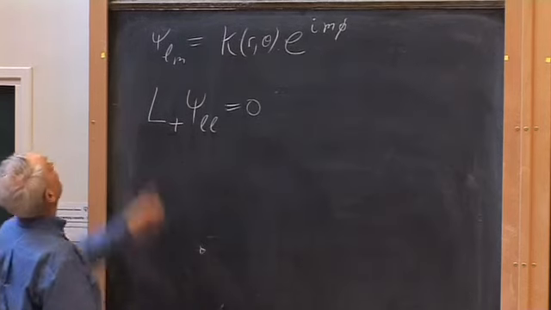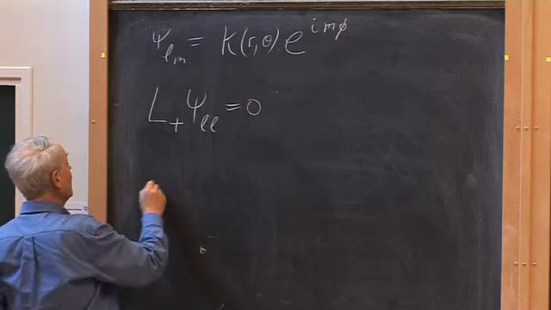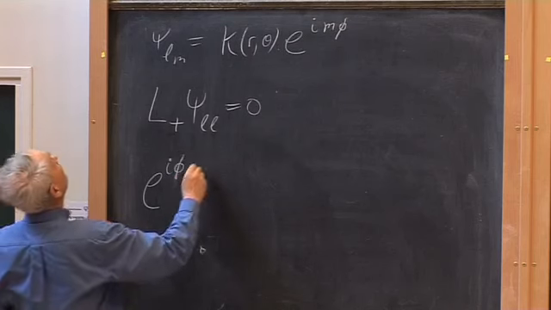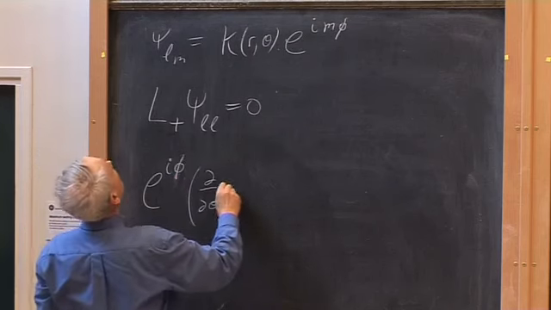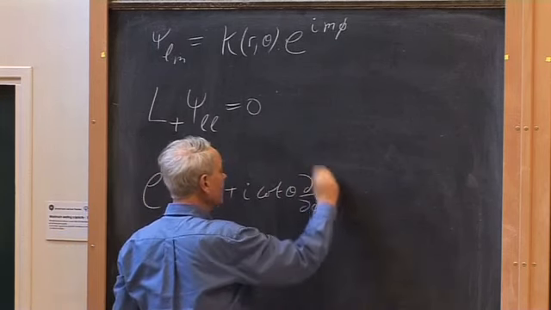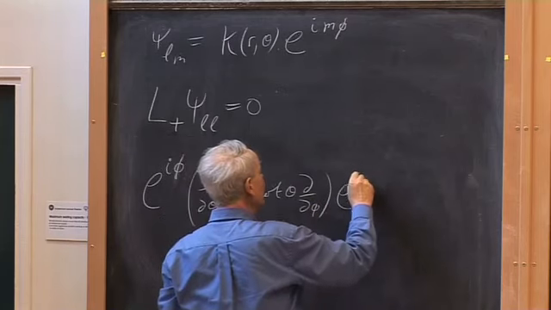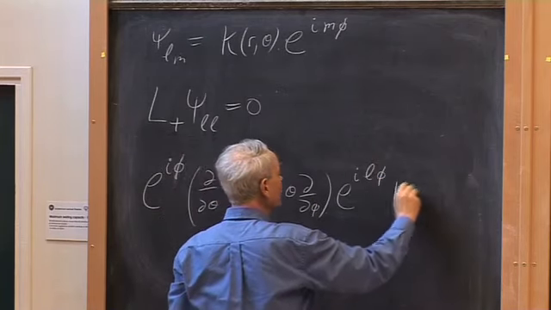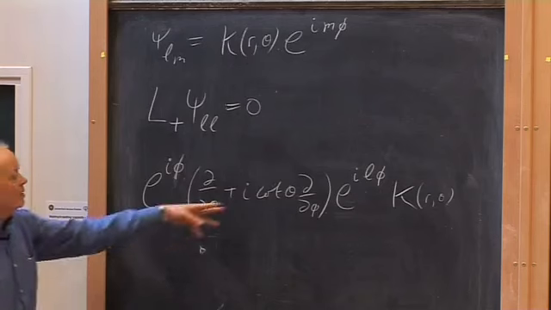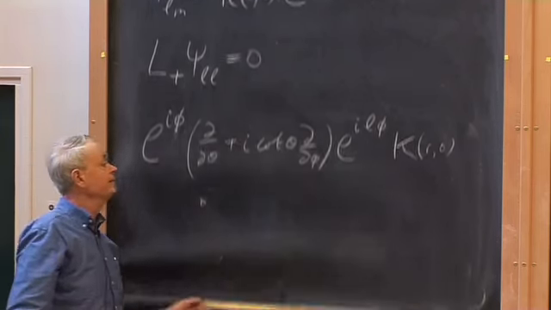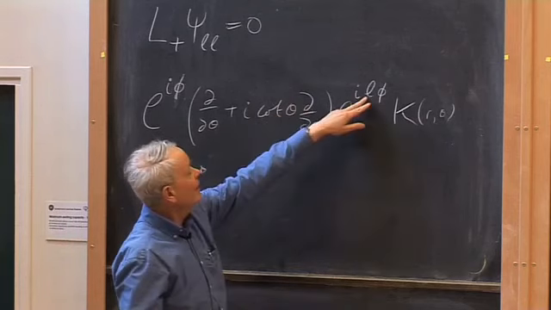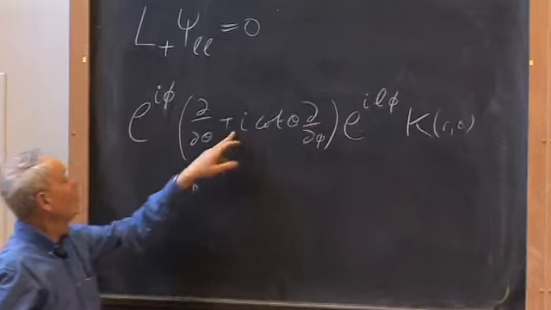So copying down what that is, turning this equation into the position representation: e to the i phi, d by d theta plus i cotangent theta d by d phi, operating on e to the i L phi times this function K, which depends on r and theta. Especially it depends on theta. The r dependence we don't care about because we've got no differential operators here with respect to r. So this term looks only at that and brings down an iL.